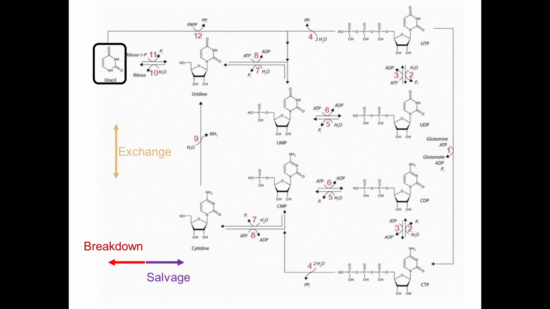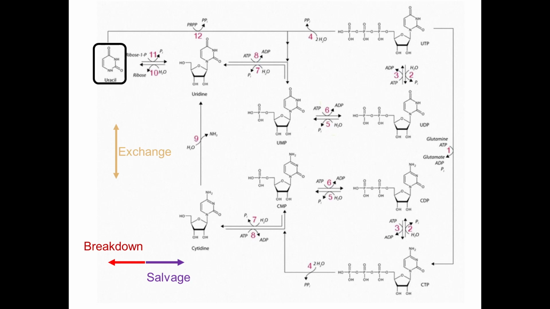And exchange from U to C, or C to U, is just the addition or removal of an amino group, right? So from U to C, we just need to add an amino group and lose a water molecule. And from C's to U's, we lose that amino group and add water, right? Very simple. Right, so if you go to the left on this pathway, the red arrow, it's the degradation pathway, like we did with all the other purines. If you go to the right, it's like our last slide, how we salvage it.